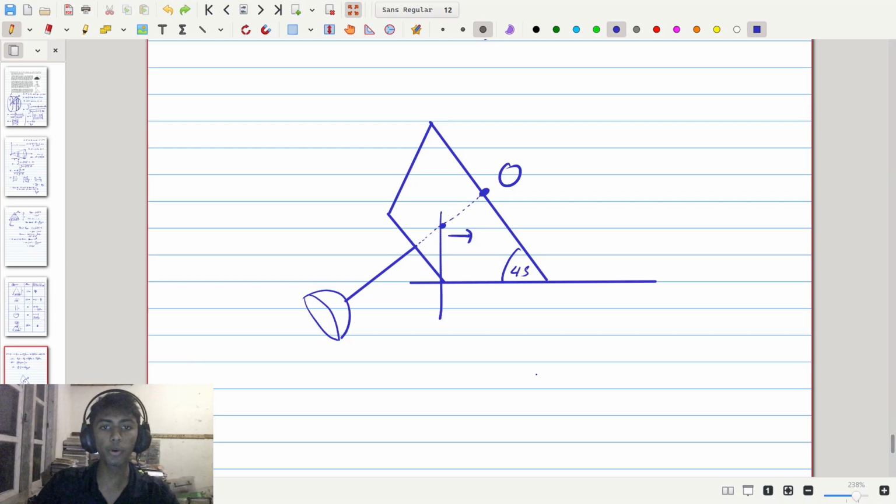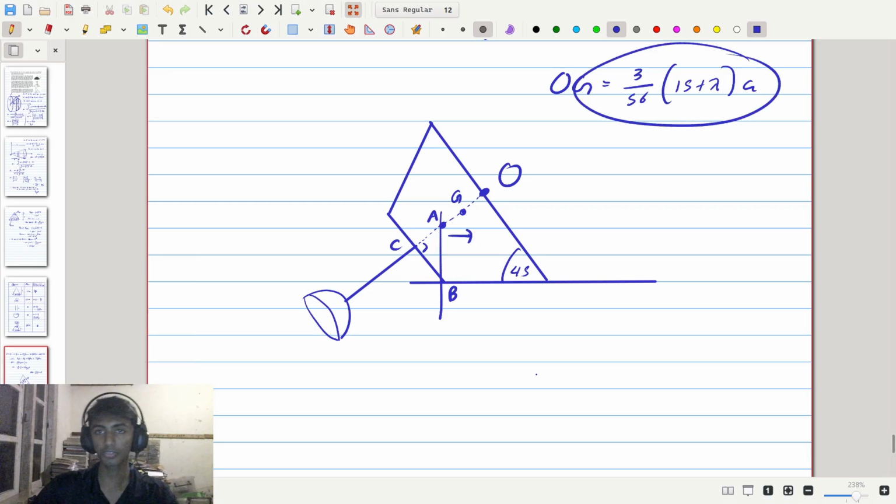Now I'm going to suppose that this point right here is called, let's say, A. And let's suppose that this point here is called B, this point here is, let's say, C, there's a 90-degree angle here, and let's suppose that the point G, which is the center of mass, is somewhere over here. So we know that OG is equal to 3 over 56 times 15 plus lambda times a. We know this. Now, we need to find the point A.